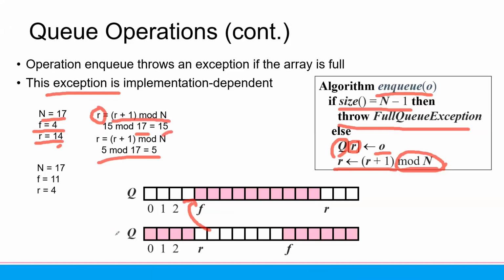And for the second one, it's the same. Now r is 4. If I add one more object, then r plus 1 will be 4 plus 1 mod n. 5 mod 17 is 5. So the new r will be at index 5. Okay.